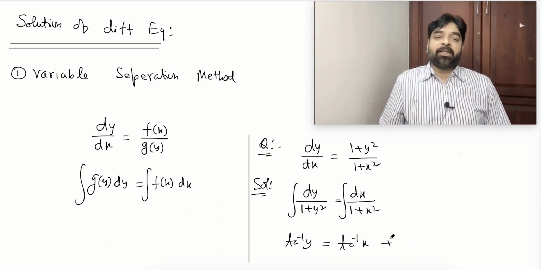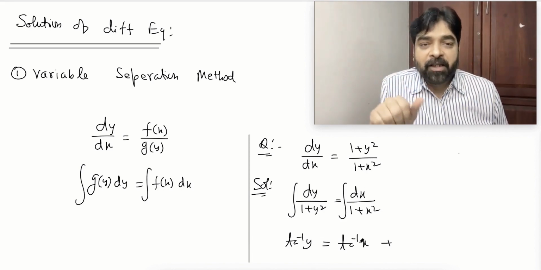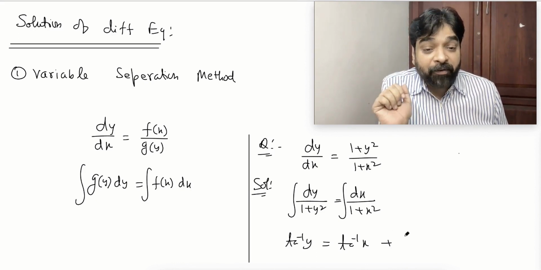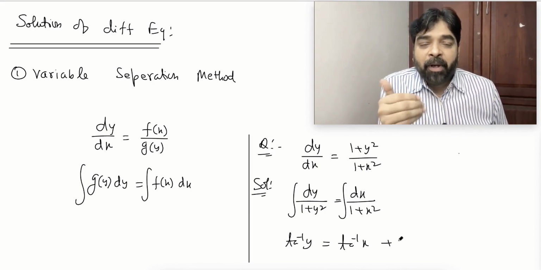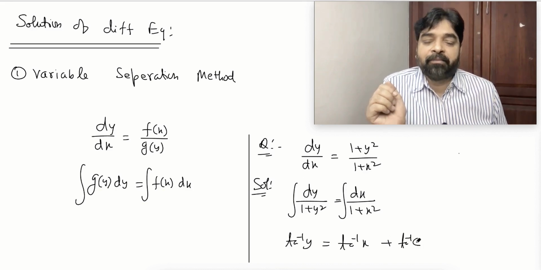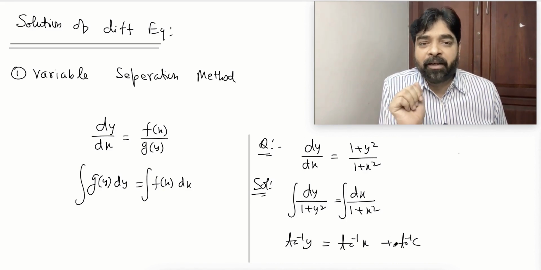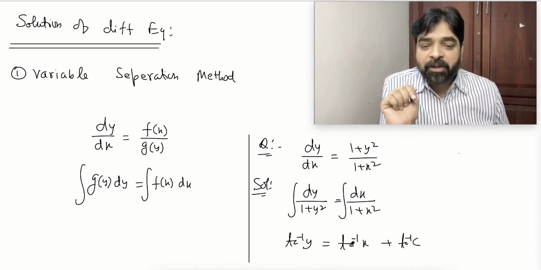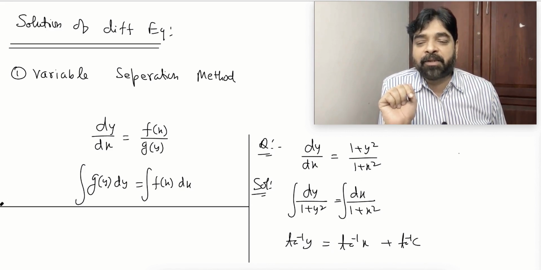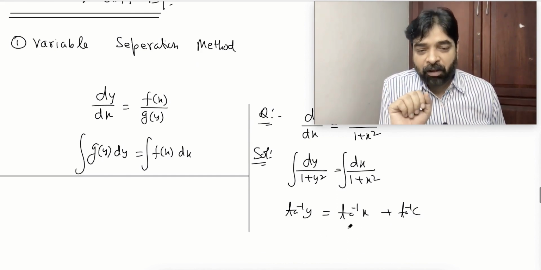But generally I will suggest that whenever you find that every term is in a particular function, write c also in that particular function. I'm not saying that if you write c it will be wrong, but it will look good. In place of c I will write tan inverse c. Either you write c or you write tan inverse c, it doesn't matter. Why did I write tan inverse c? Because every term is in terms of tan inverse, so I will try to write this c also in terms of tan inverse. It will look beautiful, that's all.